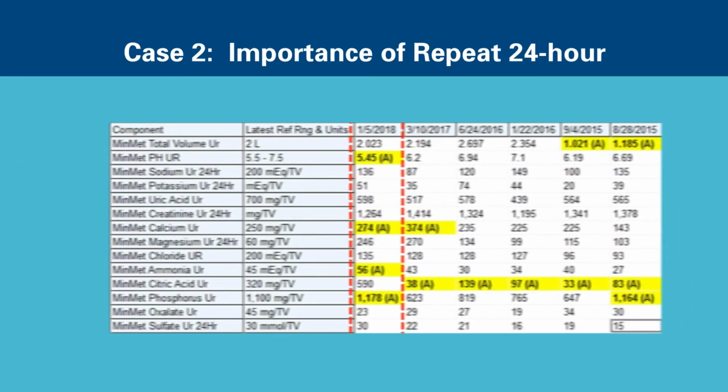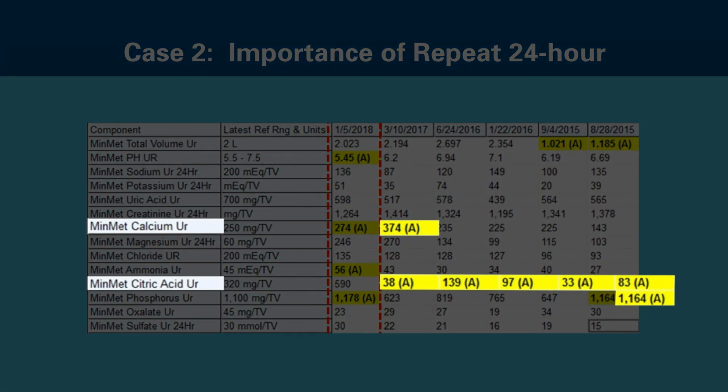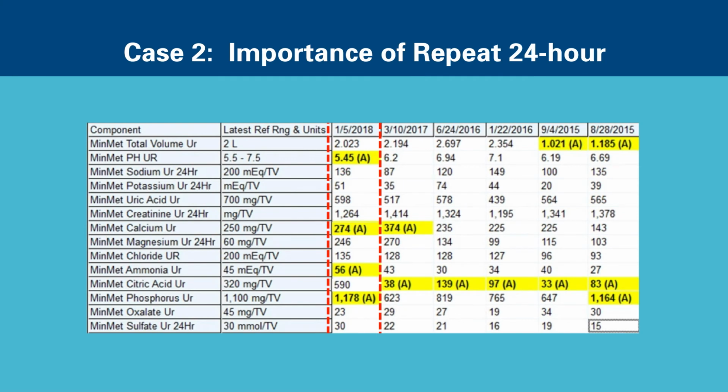Our second case is interesting. It's a patient who was on Topamax in the earlier 24-hour urines. And on Topamax, you can expect to see 24-hour urine changes that give a distal RTA-like picture with very alkaline pH and low citrate. And when the patient discontinued that medication, the citrate improved dramatically. However, the calcium level was quite elevated. So this case illustrates the importance of obtaining a 24-hour urine after making any changes.